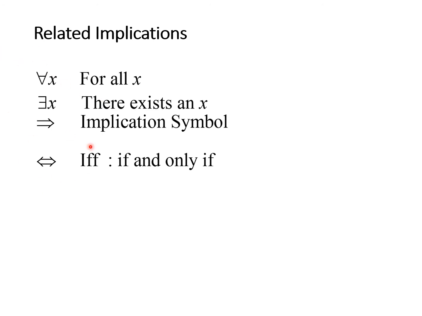These are some of the related implication symbols which we will use throughout the proofs chapter. This symbol simply means for all values of x. And this upside down E means that there exists an x. The most popular symbol is this arrow, which represents the implication symbol. And this symbol here represents if and only if. We will use these symbols again and again in the coming slides, so please pay attention to the symbols.